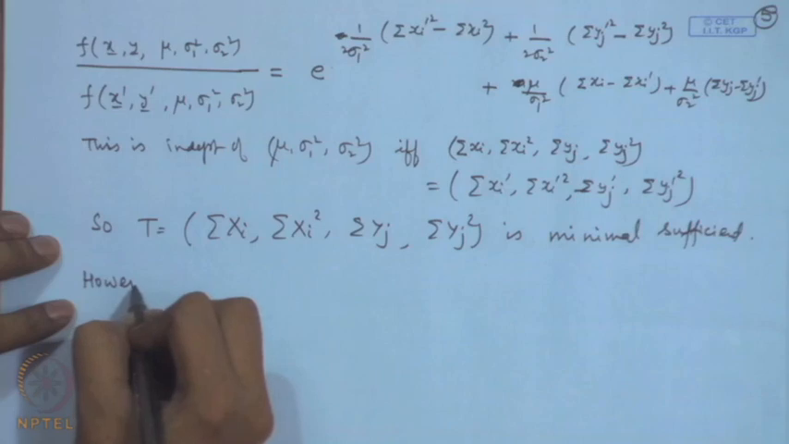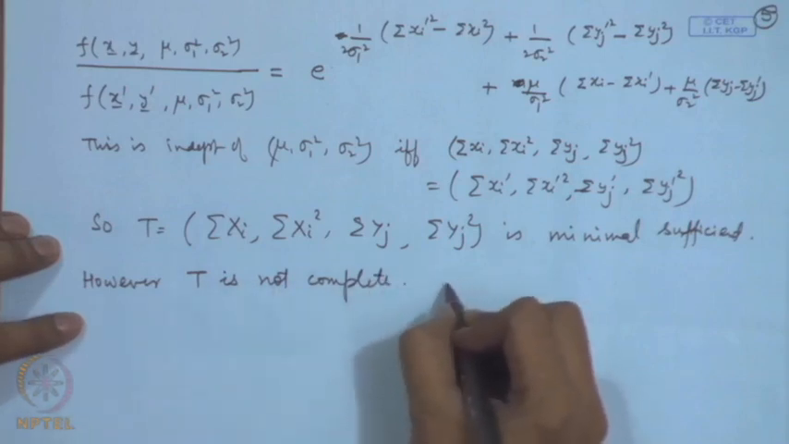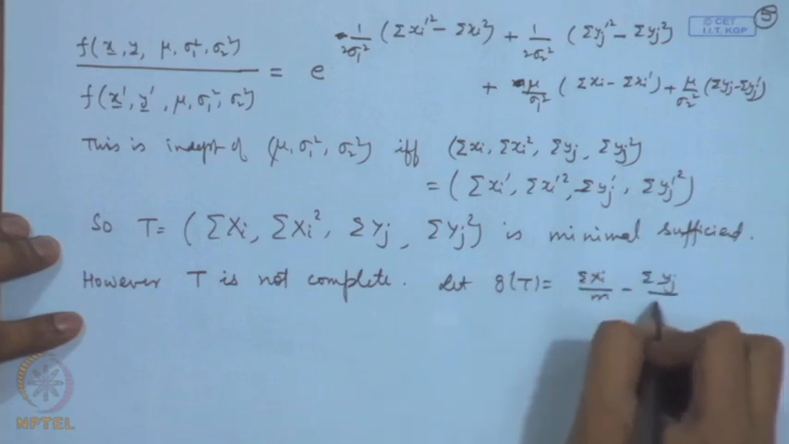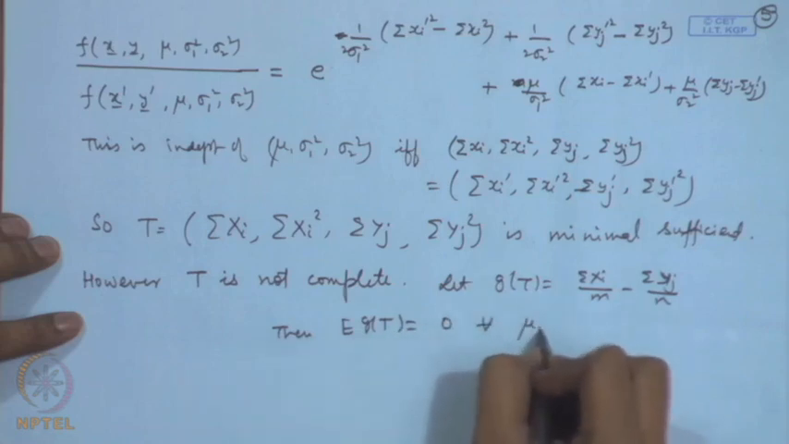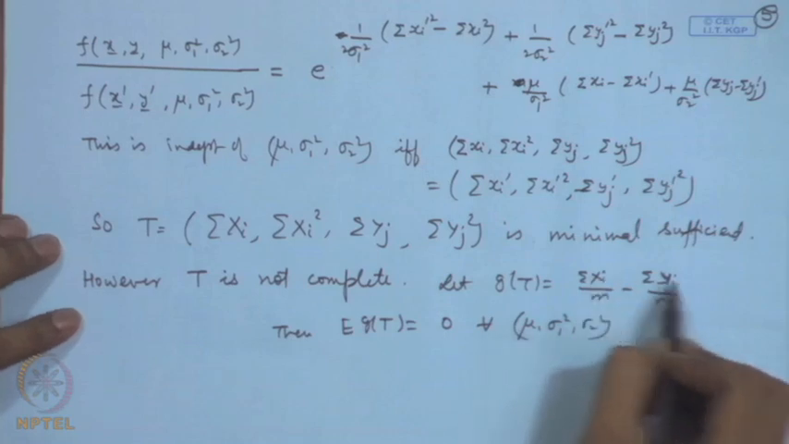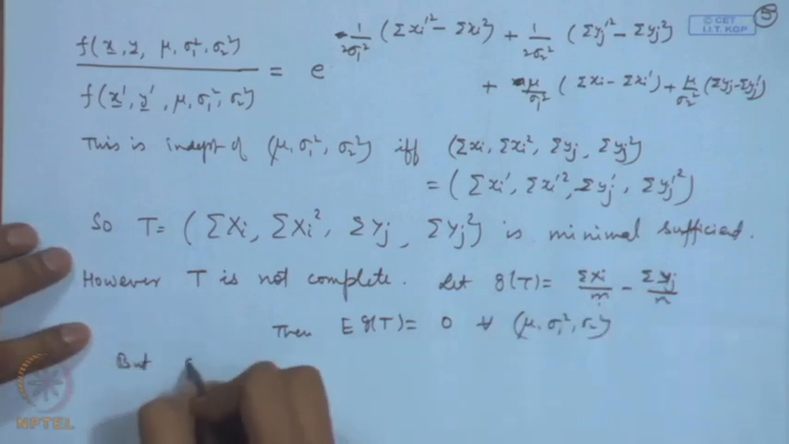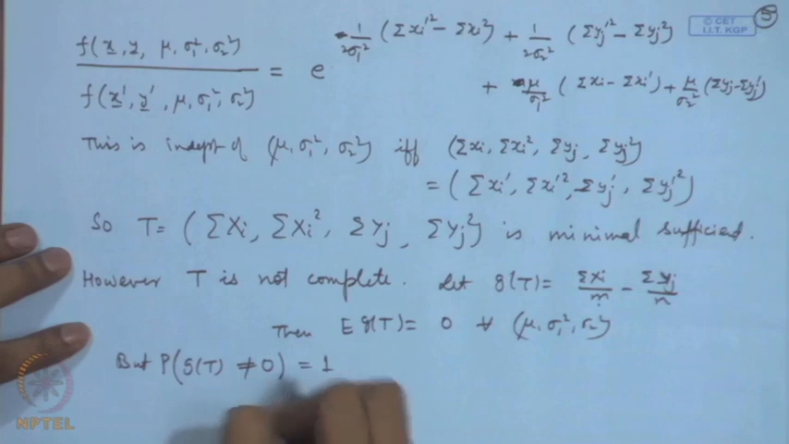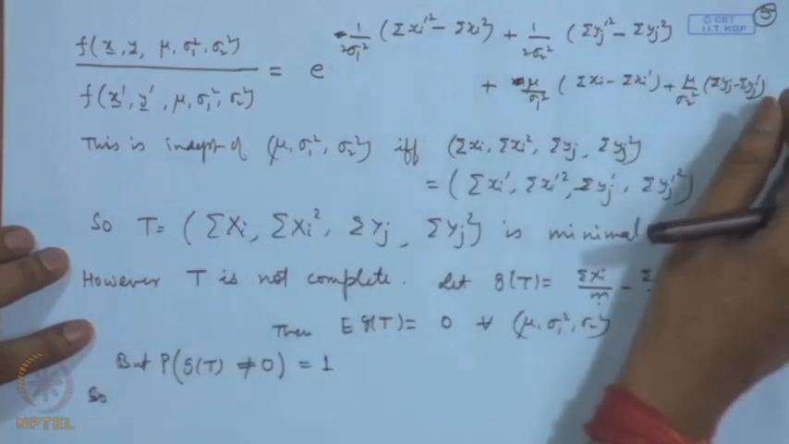However, T is not complete. Let us consider G(T) as sigma x_i by m minus sigma y_j by n. Then expectation of G(T) is equal to 0 for all mu, sigma1 square, sigma2 square, because expectation of x_i and expectation of y_j is mu. So, it is m mu by m minus n mu by n, but G(T) is not 0. Actually, probability that G(T) is not 0 is 1. Probability that G(T) is equal to 0 is actually 0. So, T is not complete. So, this is an example of a minimal sufficient statistic which is not complete.